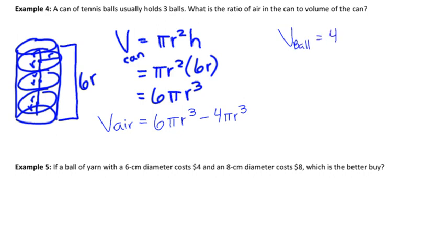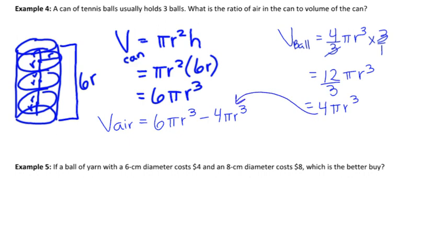Volume of the ball is 4 over 3 pi r cubed, and we said there's going to be 3 of them, so times 3, well, our 3's would really cancel there. Or you can say 12 over 3 pi r cubed, which when you simplify is 4 pi r cubed. So it doesn't matter how you get that, but that is where the 4 pi r cubed would come from. The volume of the can, subtract the volume of 3 tennis balls, will be the volume that the air has. 6 pi r cubed minus 4 pi r cubed is 2 pi r cubed.